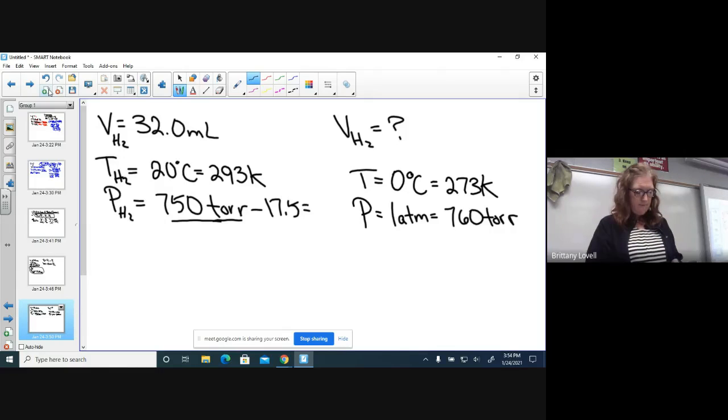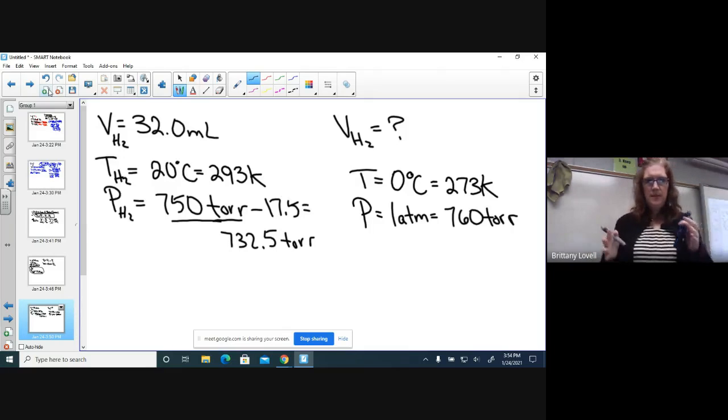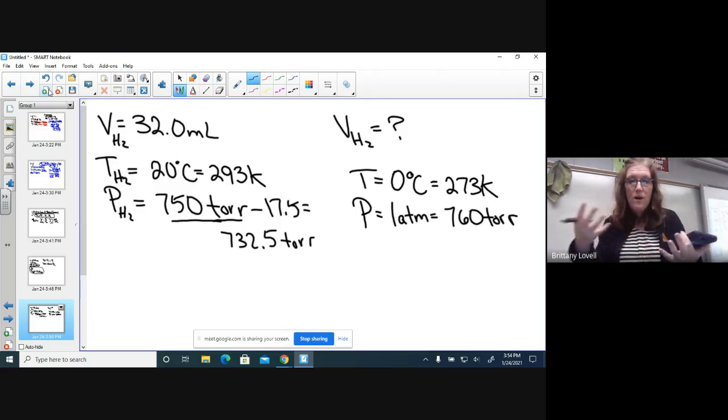Minus 17.5. Okay, so 732.5 torr. Okay, that's the pressure of the dry gas when it was collected over water. We got rid of the water vapor out of it.